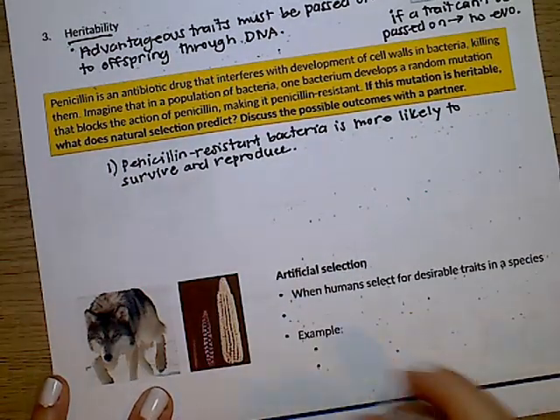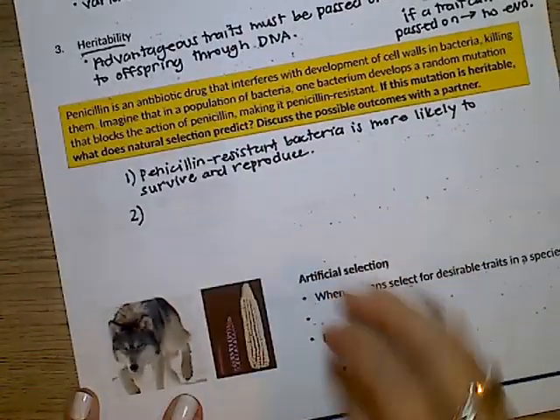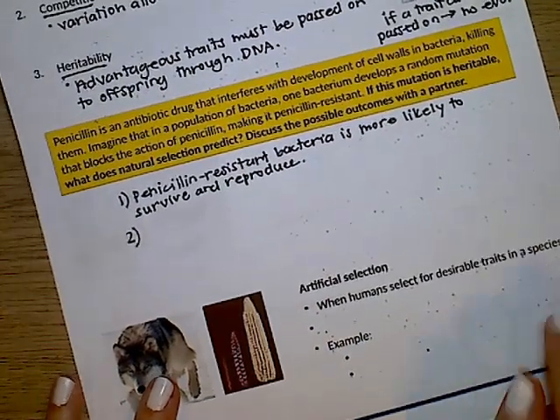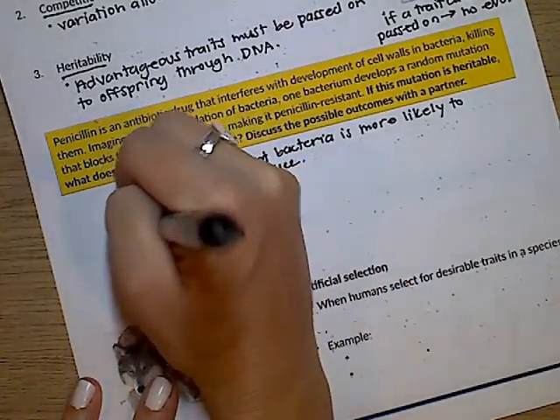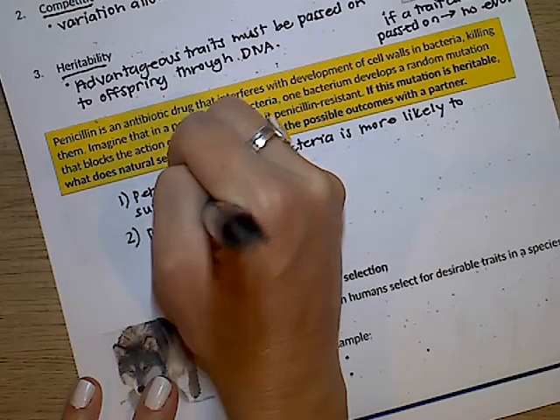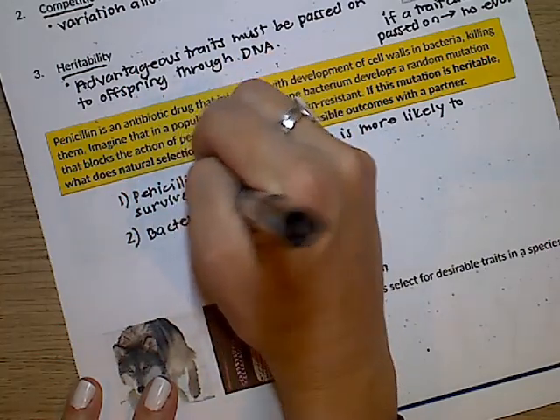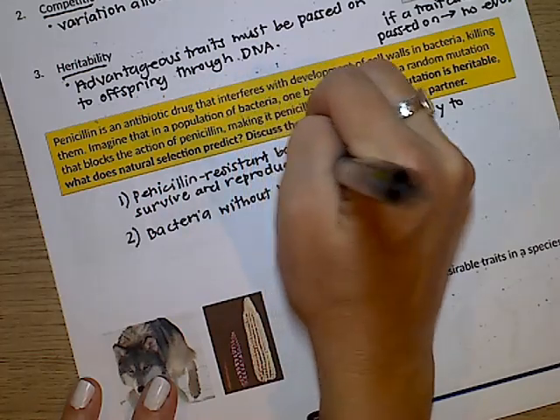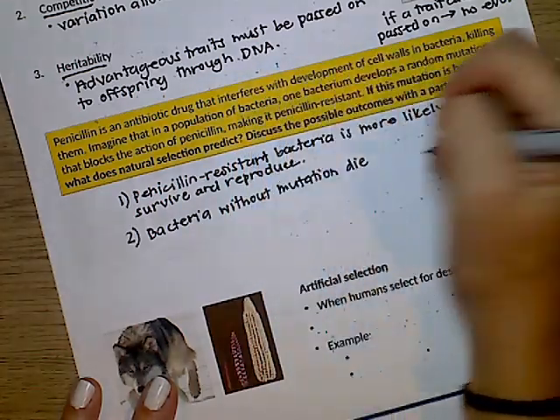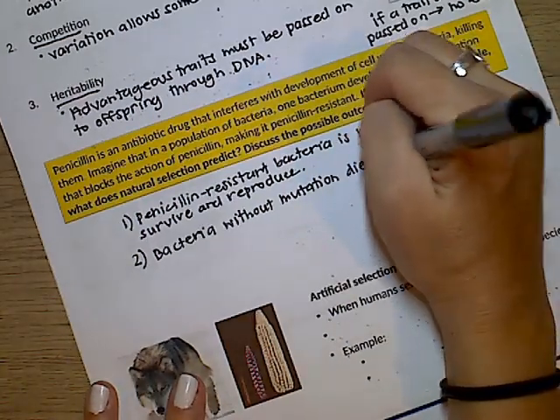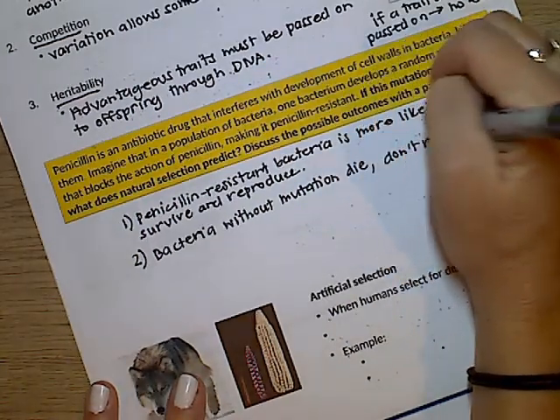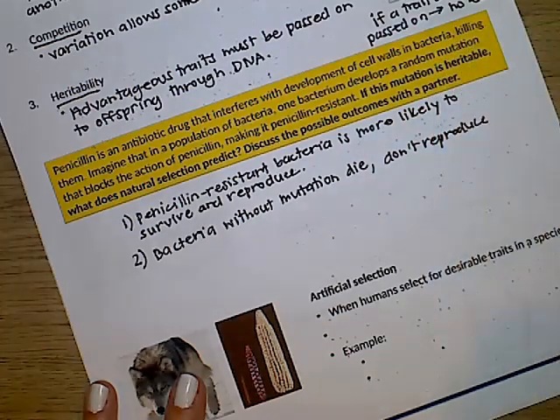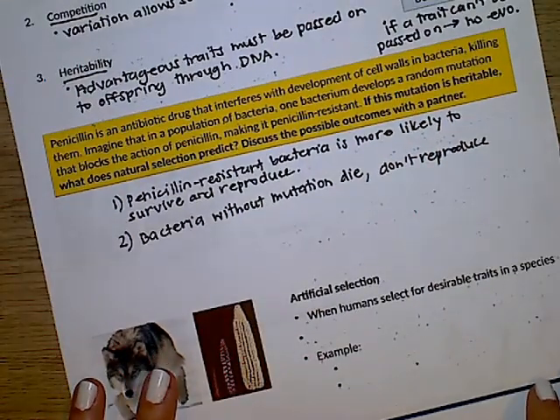On the other hand, the bacteria without the mutation are going to die. And if you're dead, guess what? You don't reproduce. Now, some of them may survive long enough to reproduce, but if penicillin is still in the environment, then those offspring are probably going to die.